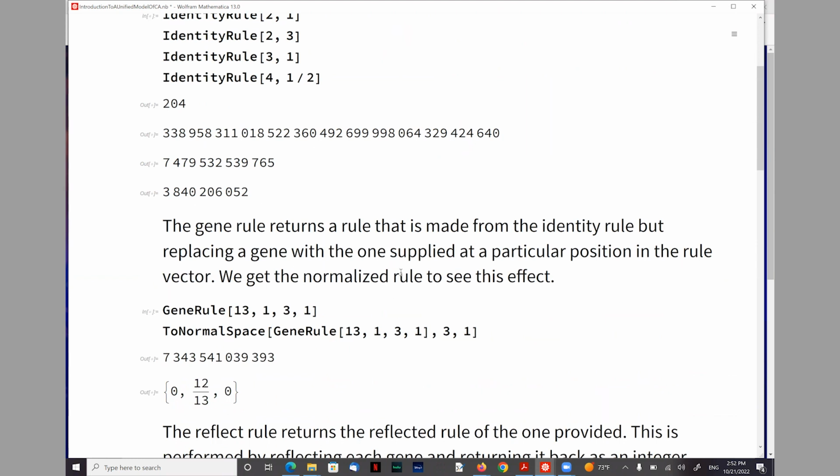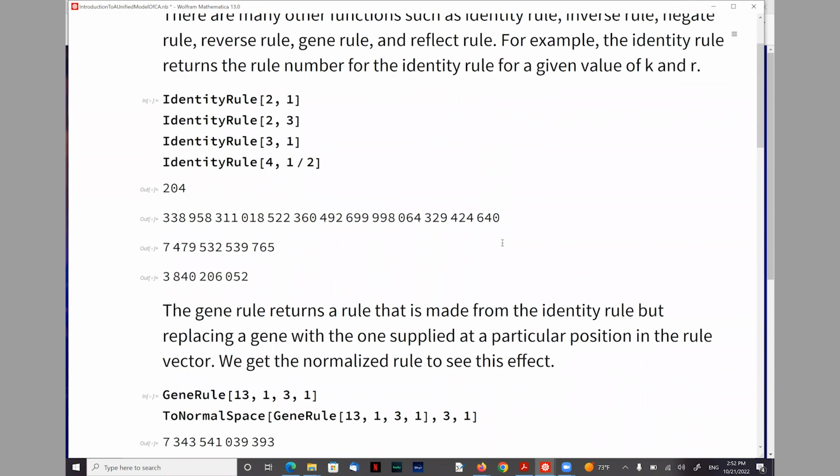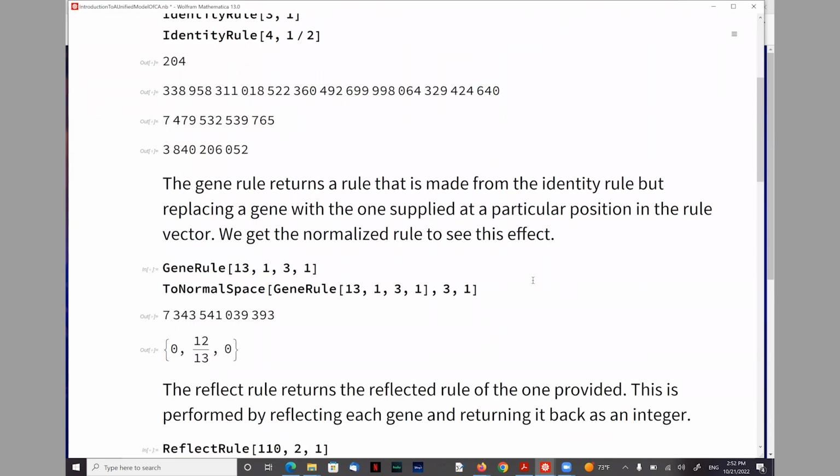The gene rule is another one of the rules that I have in here. What a gene rule simply does is take a gene and place it in a particular gene of a rule. And then you can indicate that right in here. You say, I want 13 to be placed on gene number 1 for 3,1. And then it gives you that.